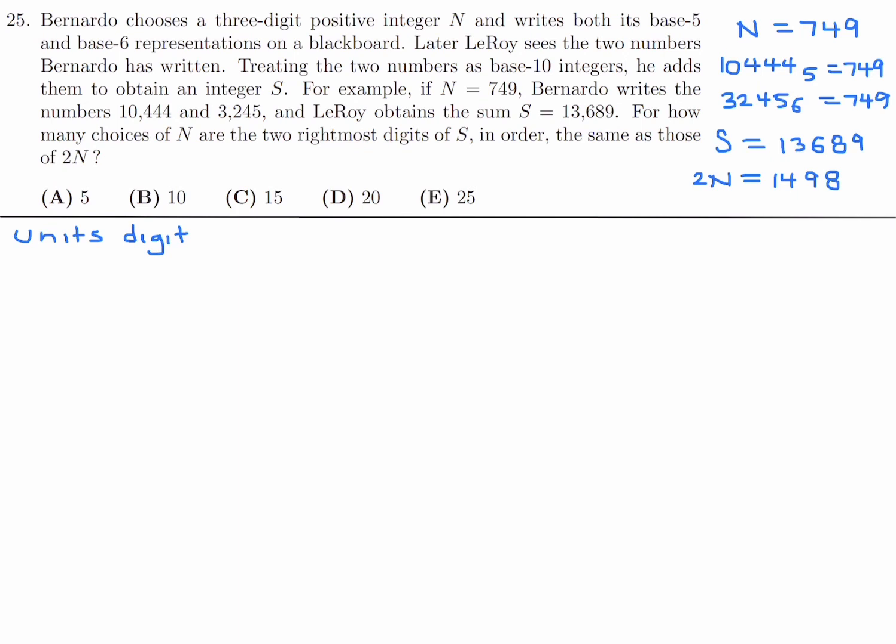And they're saying that the last two digits, the two rightmost digits of s, which in this case are 89, are the same as those of 2n. In our example, or the example with the numbers in the question, it's not the same. This is 89 and that's 98. But they want you to come up with values of n so that these two digits for s match up with those two digits for 2n. Okay, so that's what they're asking for.